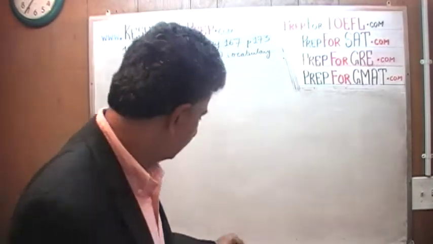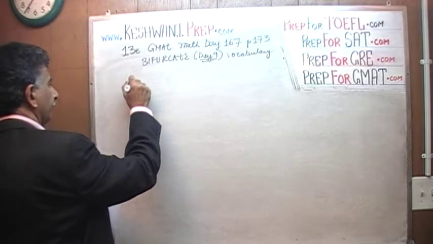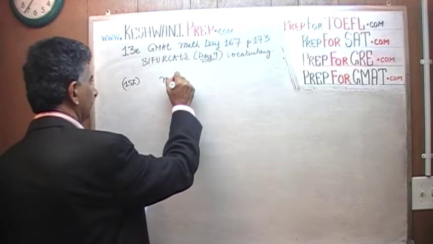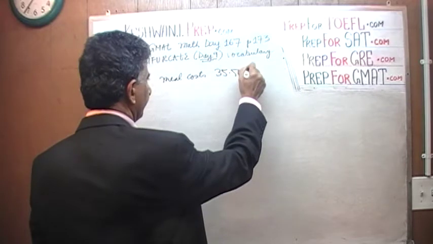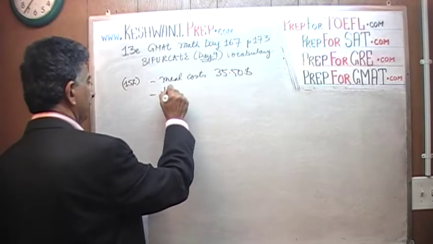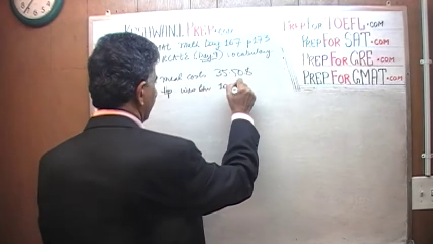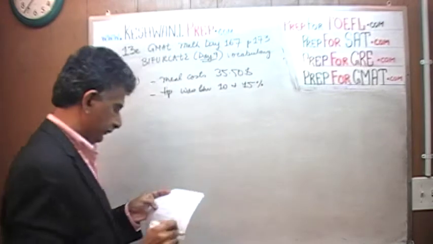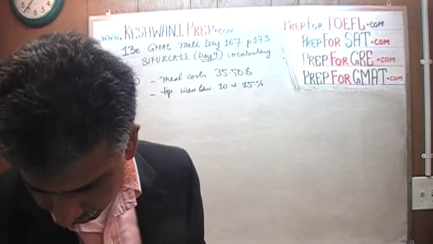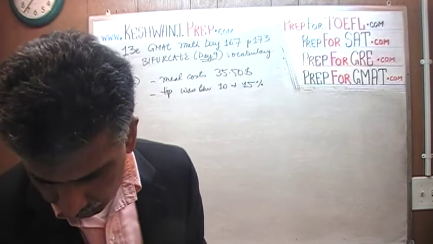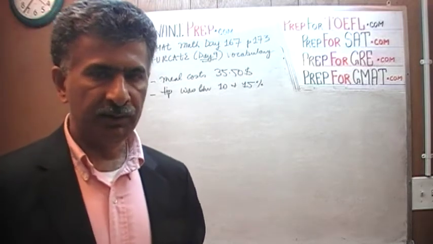In problem 152, we are told that the meal costs $35.50. We are also told that the tip that we're going to leave was between 10 and 15%. The question simply is, what is the range of the amount? Let's see, how do they phrase it? Then the total amount paid must be between what range? They give you 5 ranges there, and our job is to pick the right range.